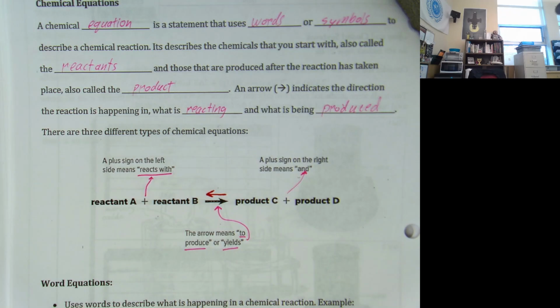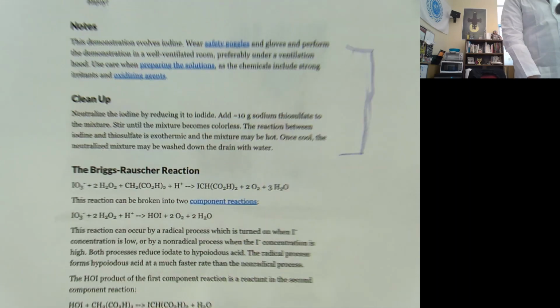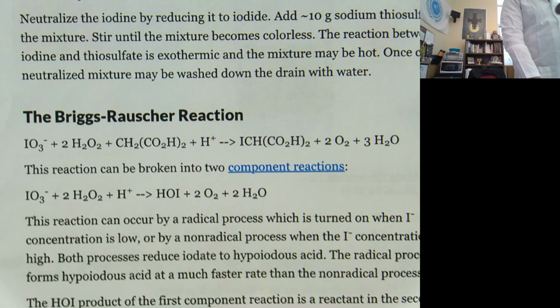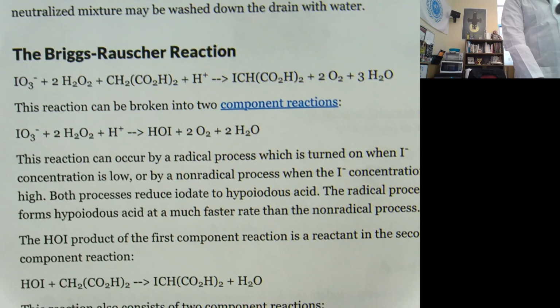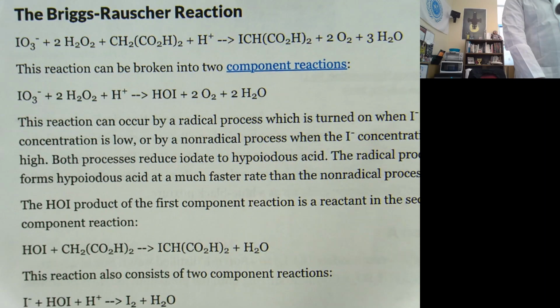So this is an example. I've got three reactants here. I'll show you on the screen what's actually going on here. So this is the chemical equation for the reaction that I'm about to do. I'll put that guy up there at the top.